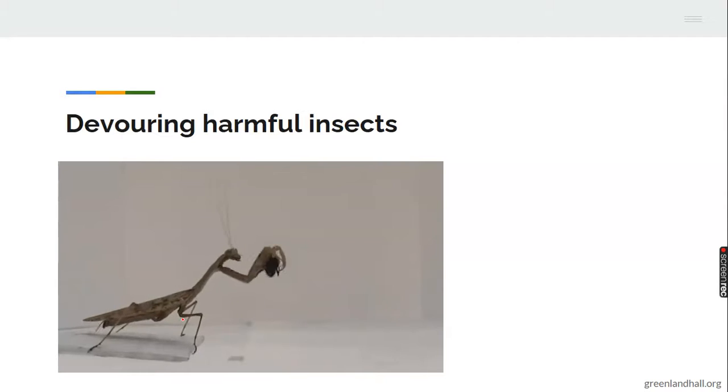They help in devouring harmful insects. As you can see, that's what the play mat is doing. It picked that fly. That's a fly, and the fly is dangerous for humans, and it picked it and killed it.